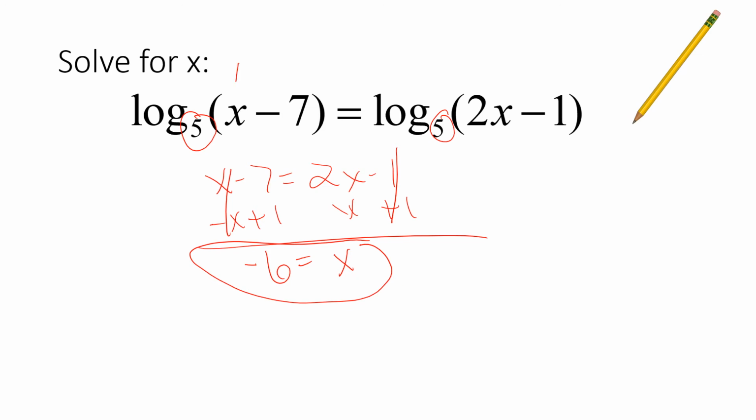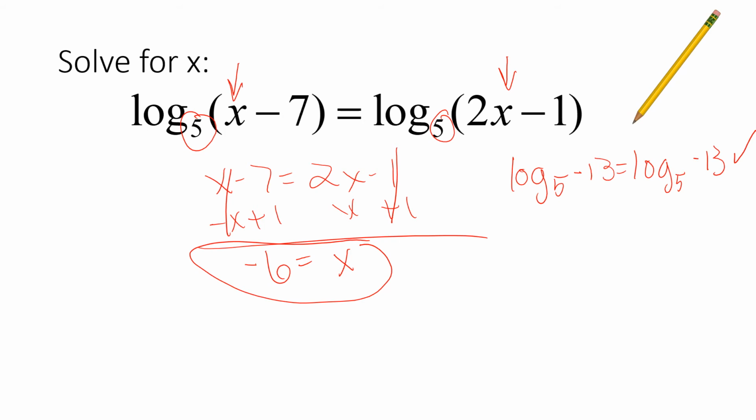If I plug it back in for x, I get log base 5 of negative 6 minus 7, which is negative 13. And then I get log base 5 of negative 13 again, because 2 times negative 6 is negative 12 minus 1 is negative 13. So yes, these two sides check out to be the same thing. So negative 6 would make our equation true.